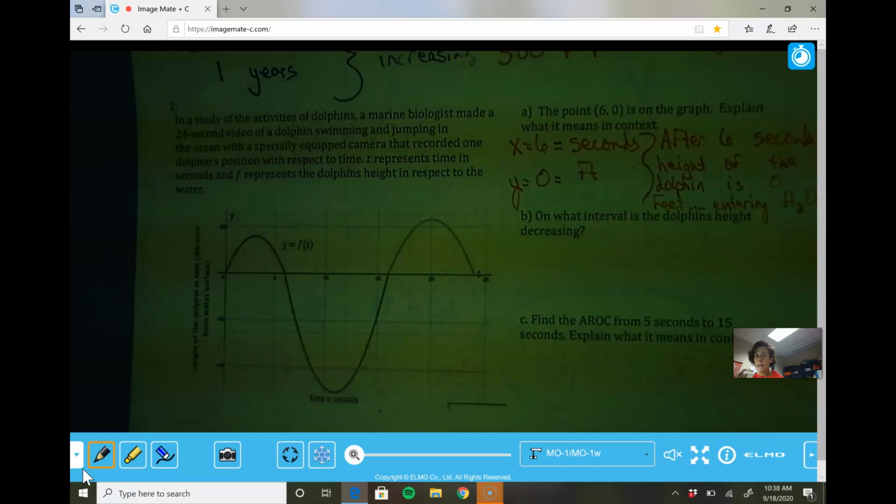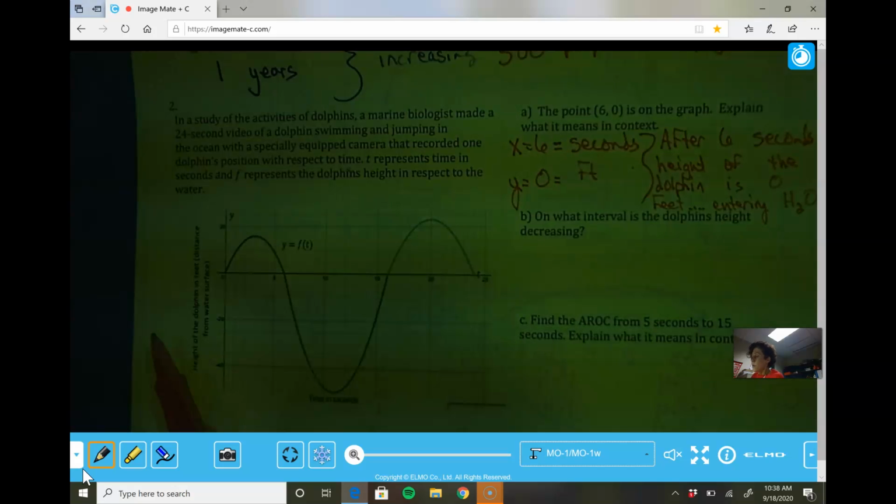Okay, so the next one is: on what interval is the dolphin's height decreasing? So there's a couple things we had talked about in the last set of videos. Sorry, I'm just messing with my phone here real quick, trying to shut that light off.